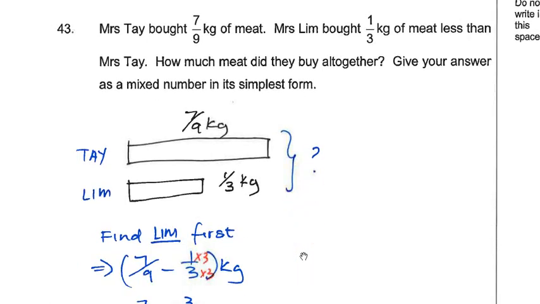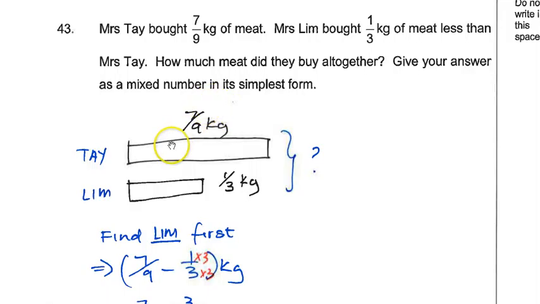Alright, Mrs. Tay bought 7 over 9 kilogram of meat. Mrs. Lim bought 1/3 kilogram of meat less than Mrs. Tay. How much meat did they buy altogether? Give your answer as a mixed number in its simplest form.